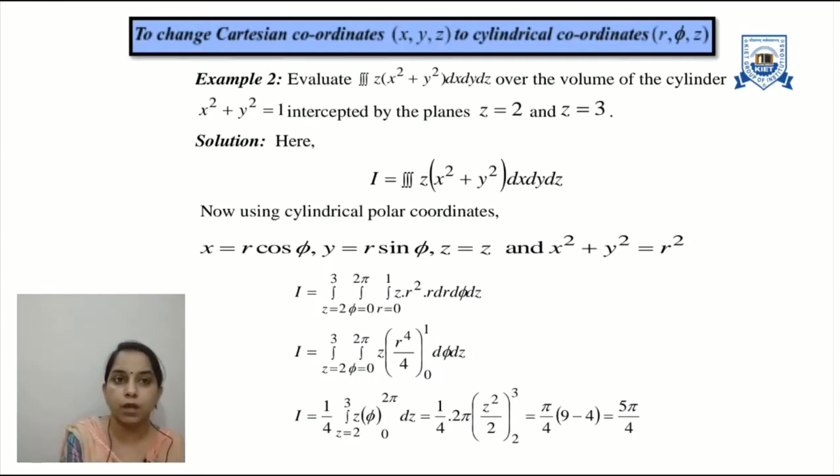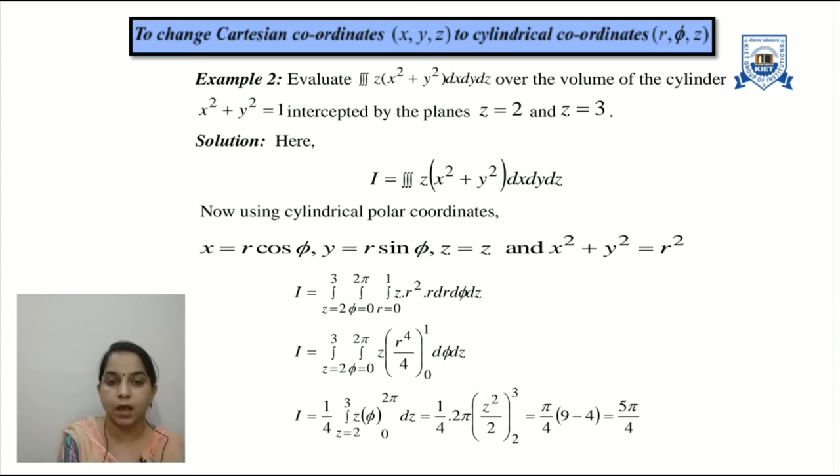Next we come to the cylindrical coordinates. Here I have taken an example of triple integration z (x square plus y square) dx dy dz over the volume of the cylinder x square plus y square equals 1, that is intercepted by the plane z equals 2 and z equals 3.